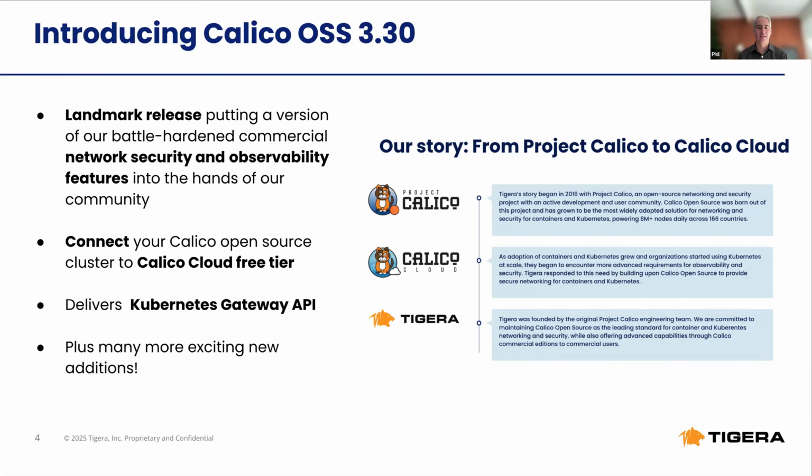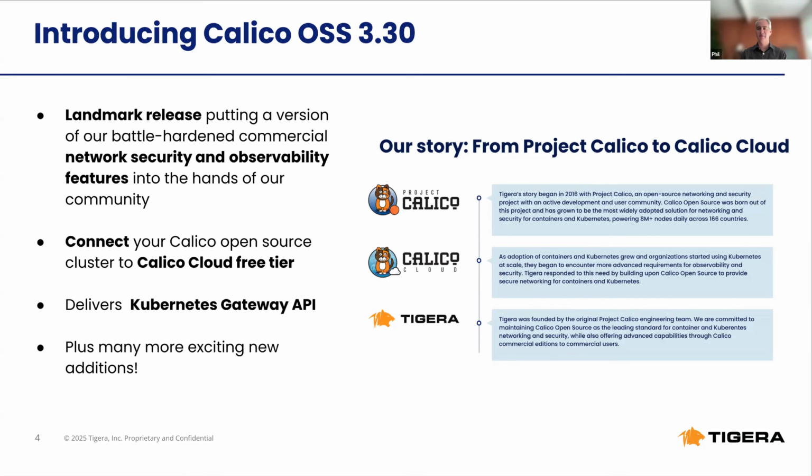included in 3.30. So, over the last 9 years or so, we've seen our community in Calico grow considerably. It's one of the most widely adopted Kubernetes networking tools. It powers probably well over 8 million nodes across 166 countries. I was just looking at some of the usage data for Calico, and you can see just the global footprint. We have users in India and Hong Kong and the Netherlands and here in the US. And it's really exciting to see some of that adoption.